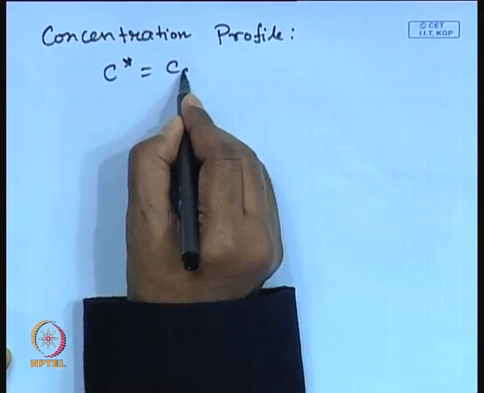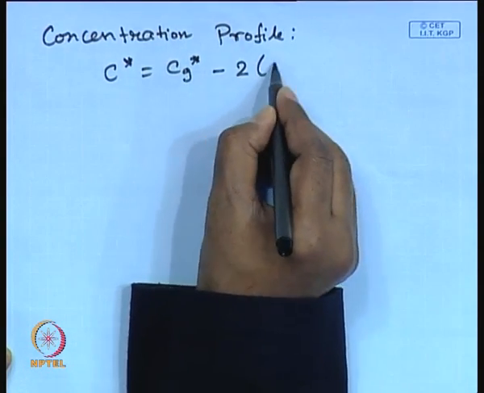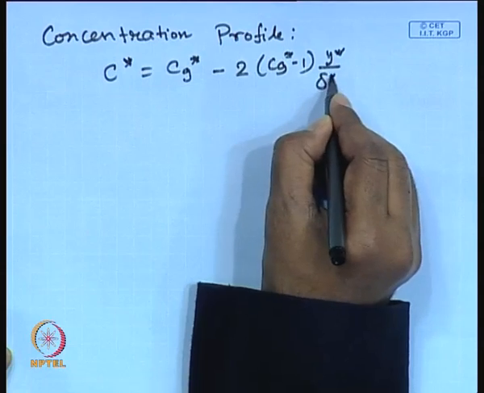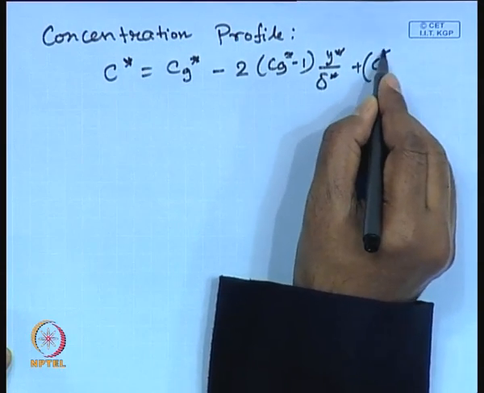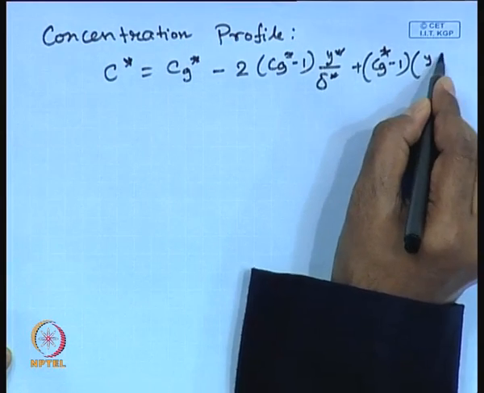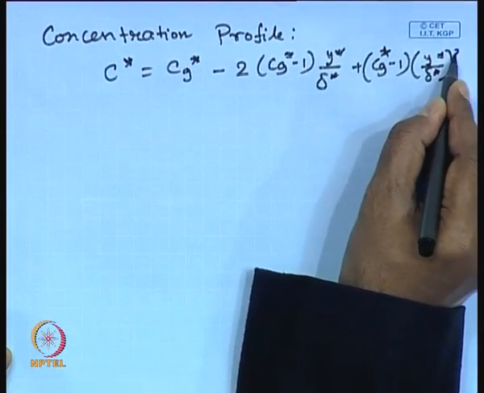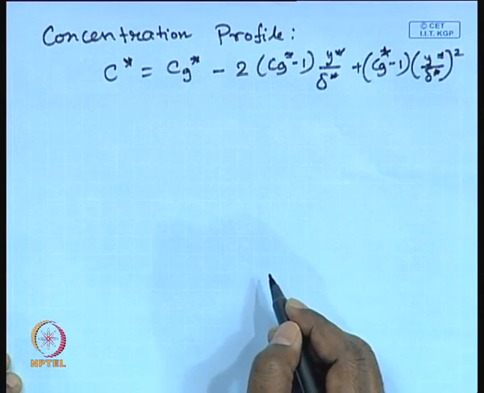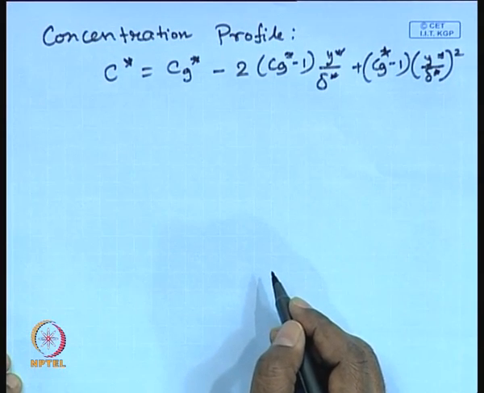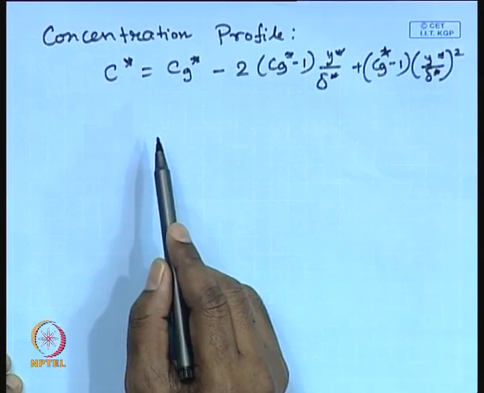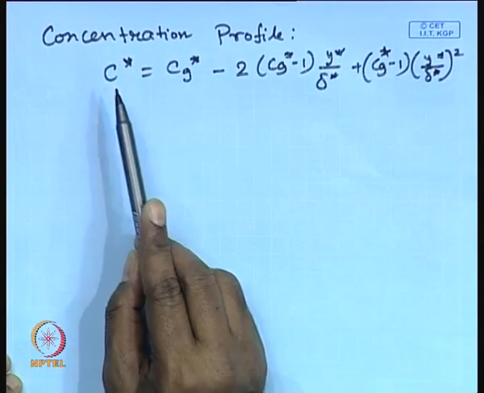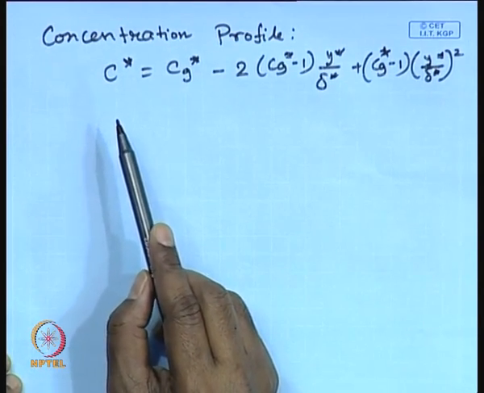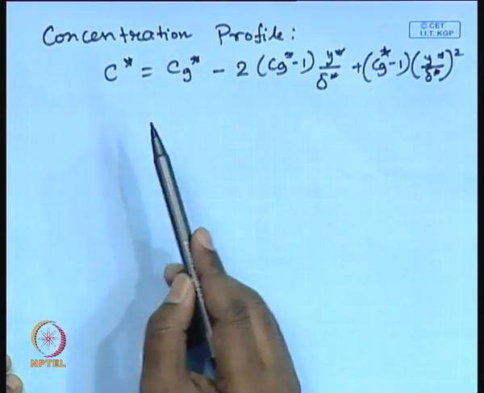The concentration profile now becomes C star equal to Cg star minus 2 (Cg star minus 1) y star by delta star plus (Cg star minus 1) (y star by delta star) square. So, this becomes the concentration profile, where Cg star is no longer a variable, it is a constant value. Now, like in the similarity solution, we take the derivative del C star del x star, the derivative del C star del y star, and the derivative del square C star del y star square, and substitute them in the governing equation.